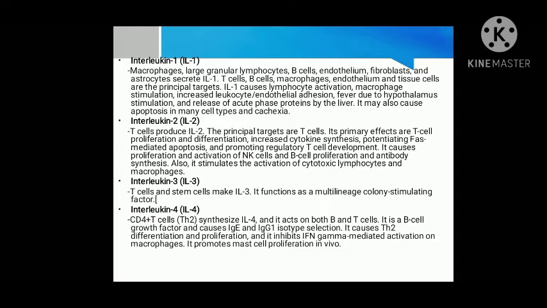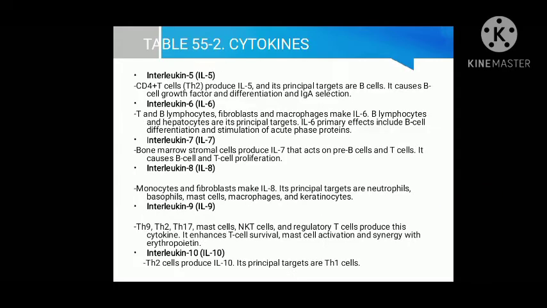Then your interleukin 4 is Th2 and CTL activation, B cell proliferation. CD4 plus T cells synthesize interleukin 4, which acts on both B and T cells. It is a B cell growth factor and causes IgE and IgG1 isotype selection. It causes Th2 differentiation and proliferation, it inhibits interferon gamma mediated activation of macrophages, and it promotes mast cell proliferation in vivo.